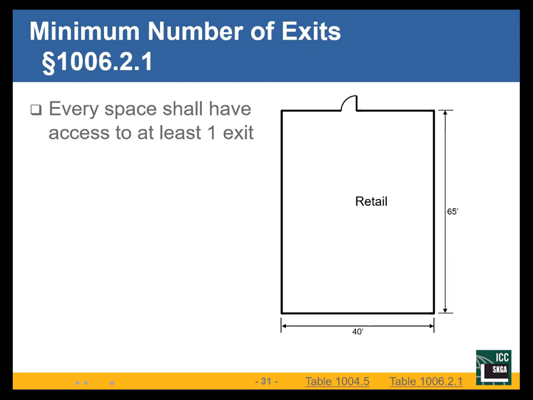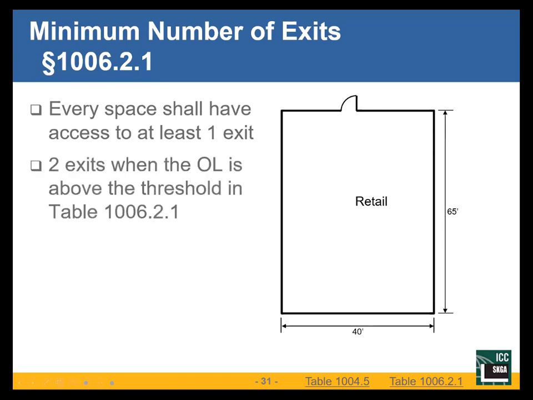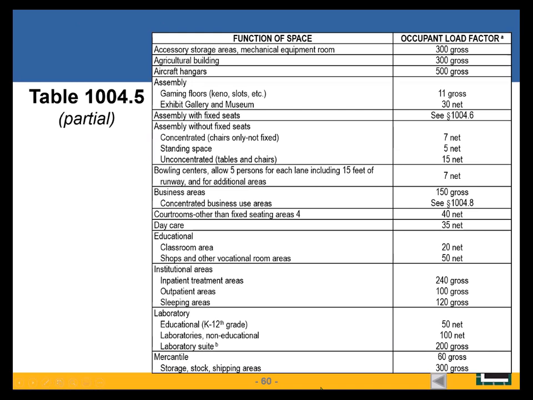So here's an example. First rule, every space has to have at least one exit. That's the door I came in to access the space. Now I have to know, do I need two exits? If I exceed the occupant load in the building, well, we've got to figure what's the occupant load here. So we use our table. That building is retail. Doesn't say retail on here, but it does say mercantile.